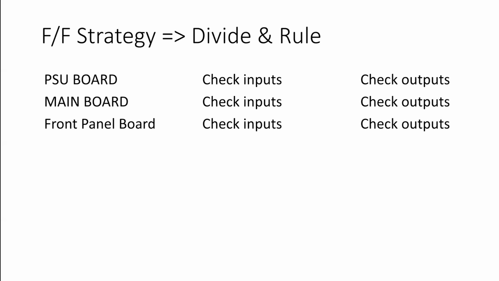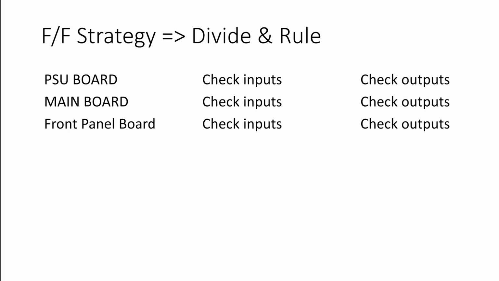That's successive division. I can use substitution. I can try taking a board that I suspect and putting a good one in its place and seeing if that fixes the problem, in which case the board that I've just substituted out is faulty.